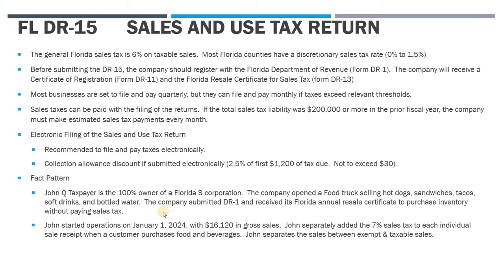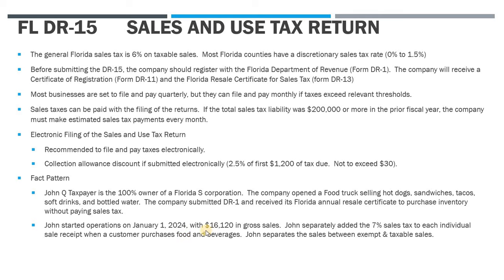Now let's look at our fact pattern here. So we've got John Taxpayer. He's the 100% owner of a Florida S Corp, and the company operates a food truck. So they sell hot dogs, sandwiches, tacos, soft drinks, and some bottled water. Now the company submitted its DR-1. It got its annual resale certificate. And so it started operations at the start of the year, so Jan 1, 2024.